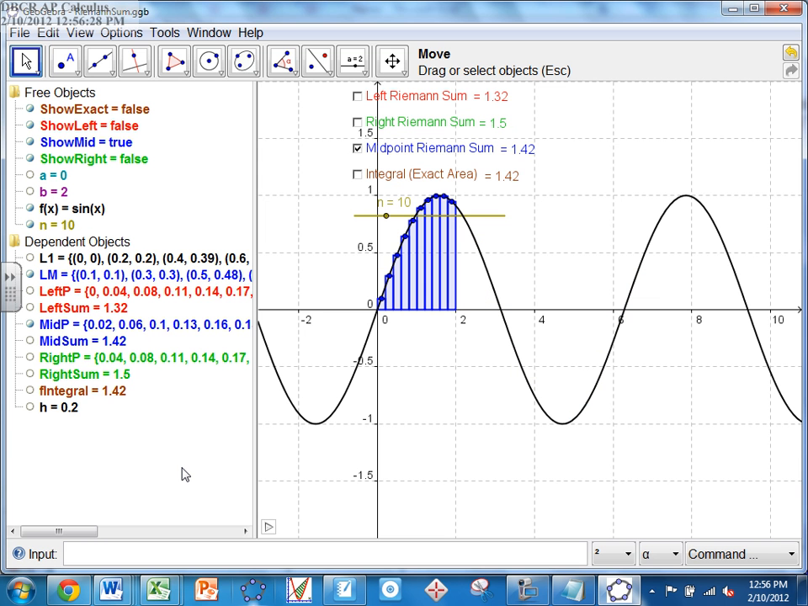Okay. So from 0 to 2, and let's zoom in a little bit.